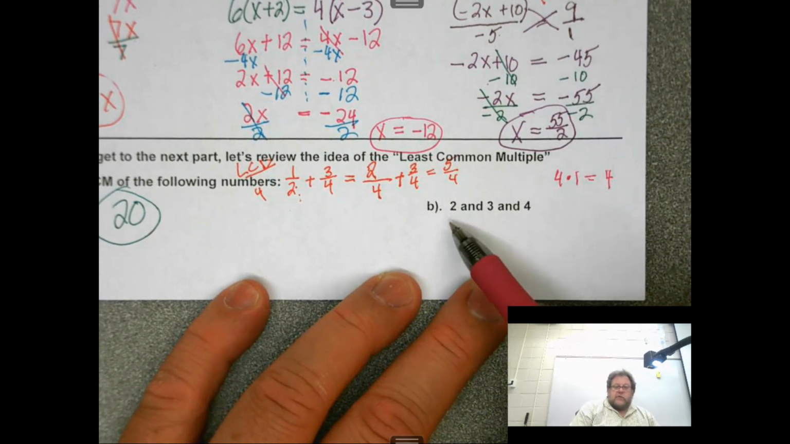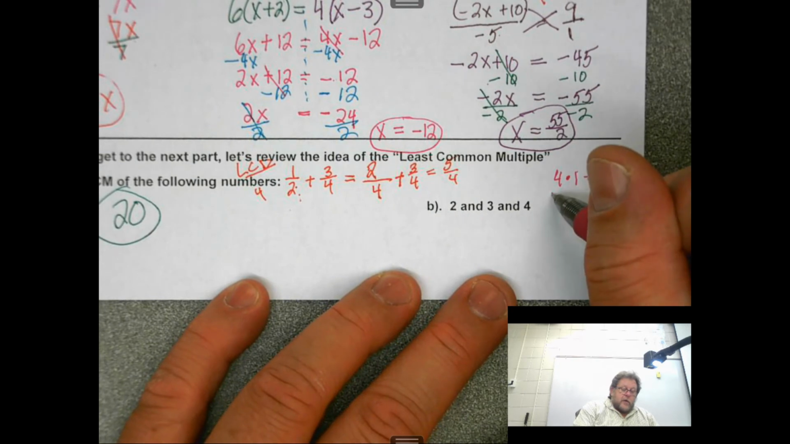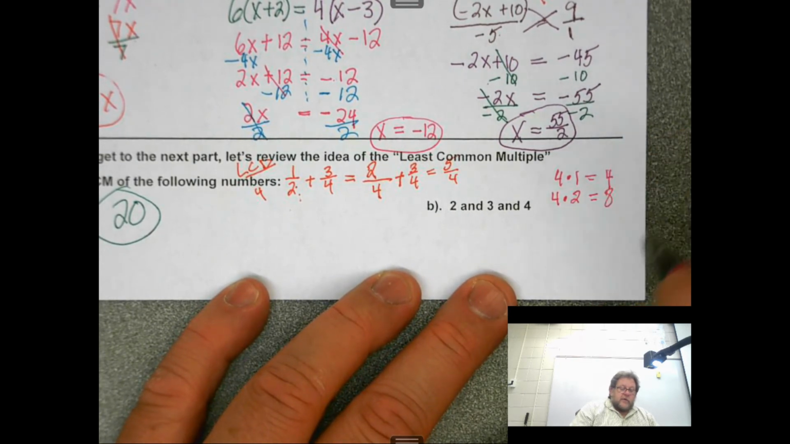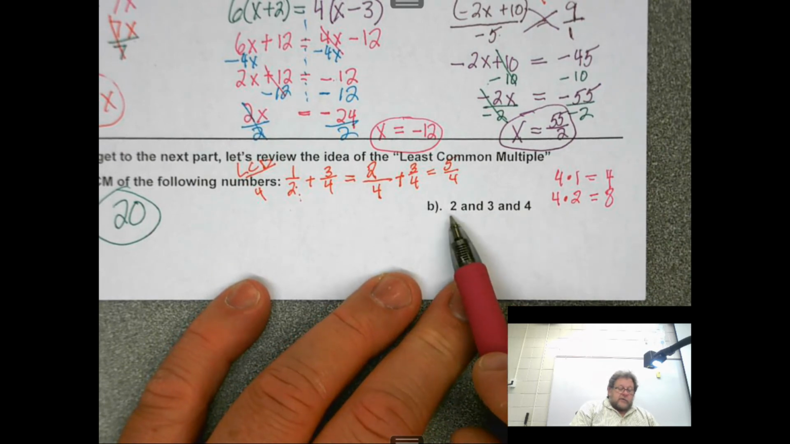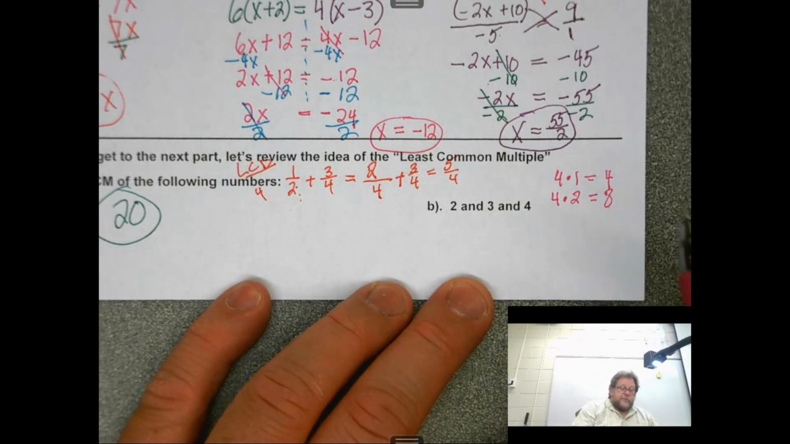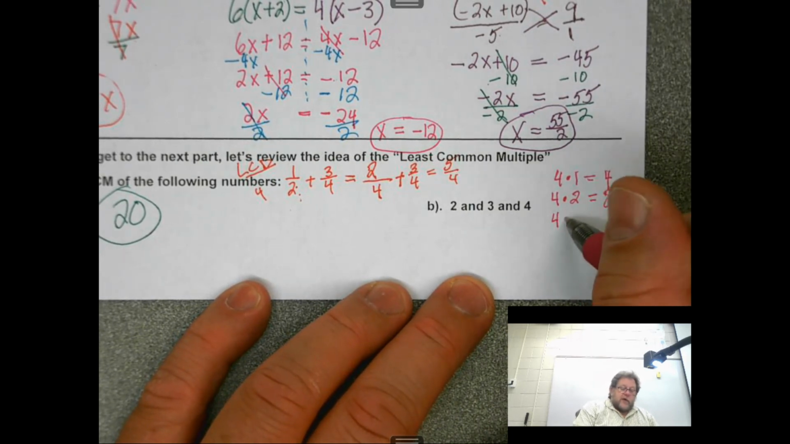4 times 3 is 12. Now this time I know 3 is going to divide into this because I multiplied it by 3. So 3 is going to work. Does 2 divide into 12? Well, yes, it does, mainly because 2 divides into 4. So this one, my lowest common multiple, is going to be 12.